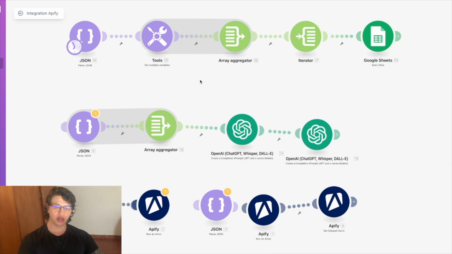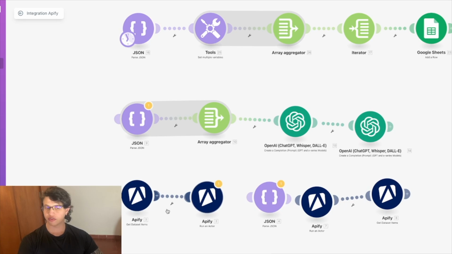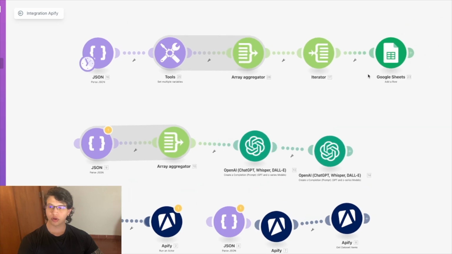So here, as you can see, this is the one that I'm going to explain. We have the first scraper, then we have the second scraper, then we pass that data to ChatGPT, and from there, we put it in a Google Sheet. So I'm going to explain everything from scratch.